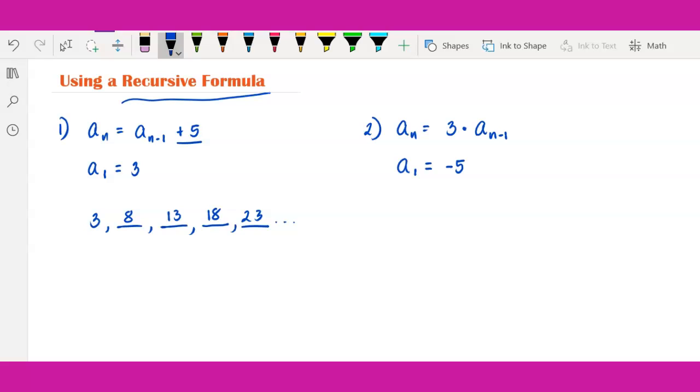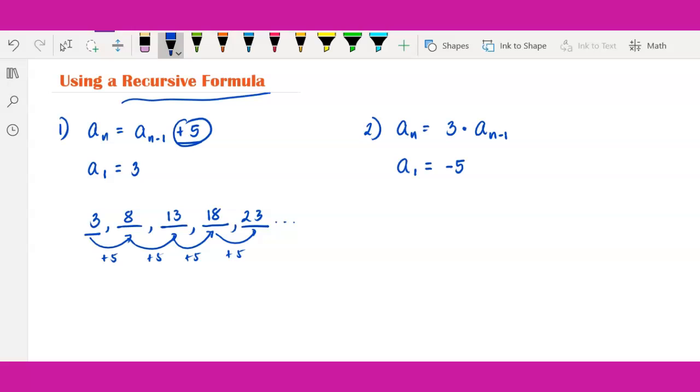Again, that's the first number, a sub 1. And then you're adding 5. That's what this part is telling you. And then you're adding 5 again. That's what that 5 is telling you. You're adding 5 again, and then you're adding 5 again.